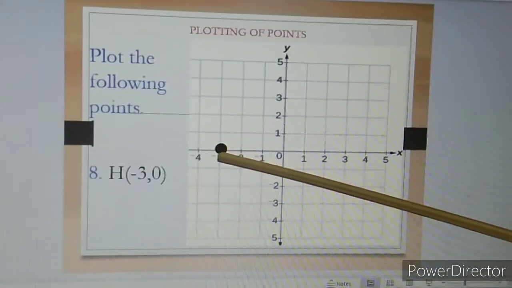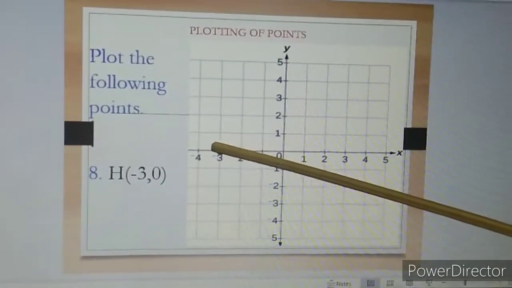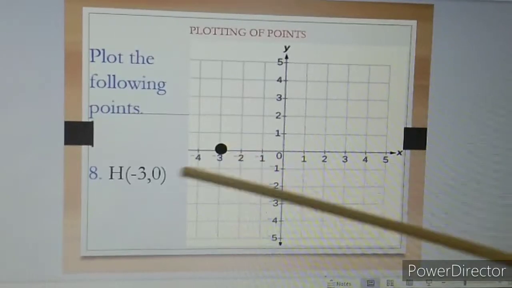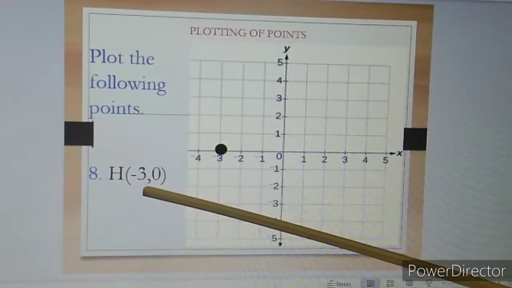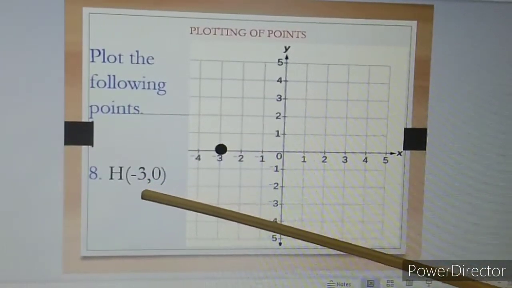It will remain here. So we will shade that point, and that point represents point H with the coordinates of negative 3, 0.